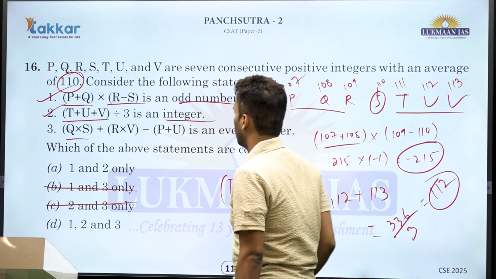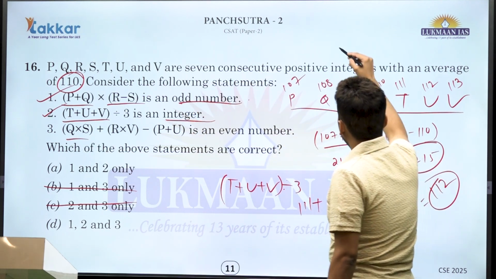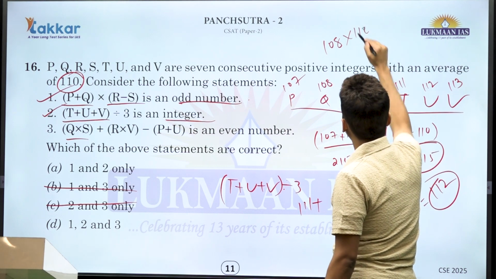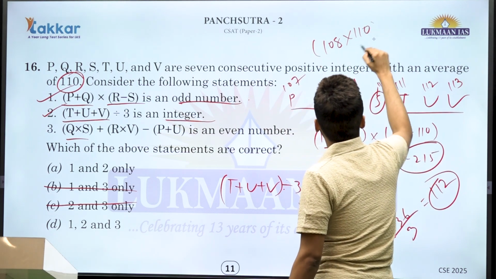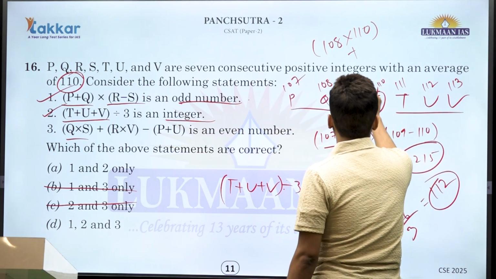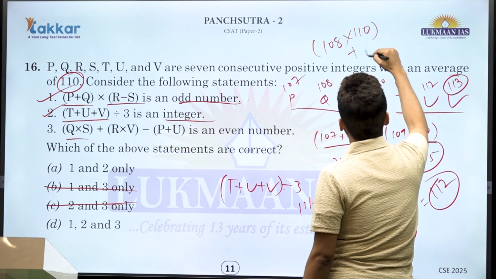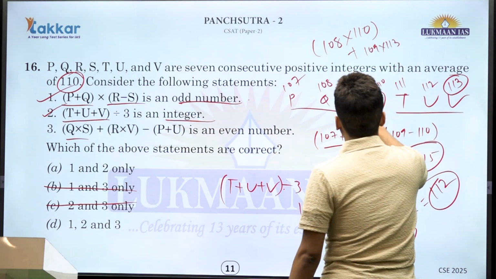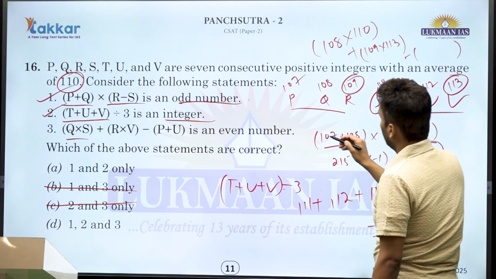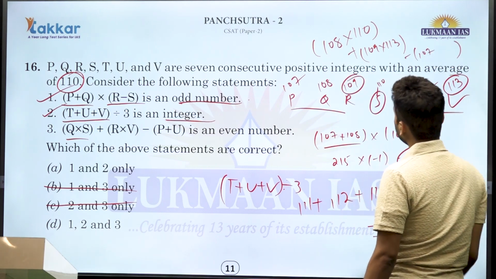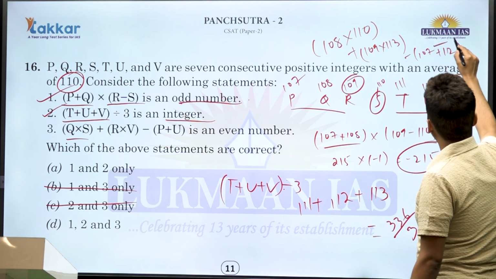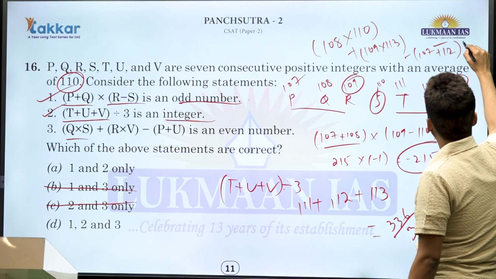Now let's see. Q into S, 108 into S, 110, plus R into V. R into V, 109 into 113. Minus P plus U. P is 107 and U is 112. This is nothing but 219.